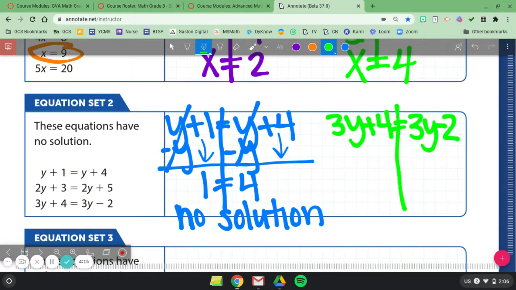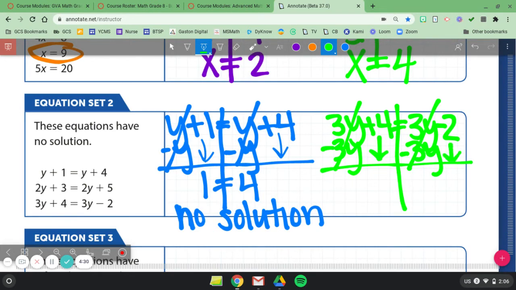So we need to get the variable to one side of the equation. And to do that, we're going to do the opposite of a positive 3y, which is subtract, or negative 3y. Okay, same thing. The variables on each side of your equation cancel out, and you're left with 4 equals negative 2. And once again, 4 does not equal negative 2. Negative 2 does not equal 4.